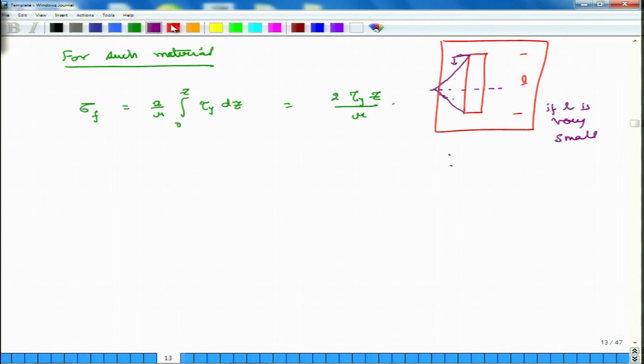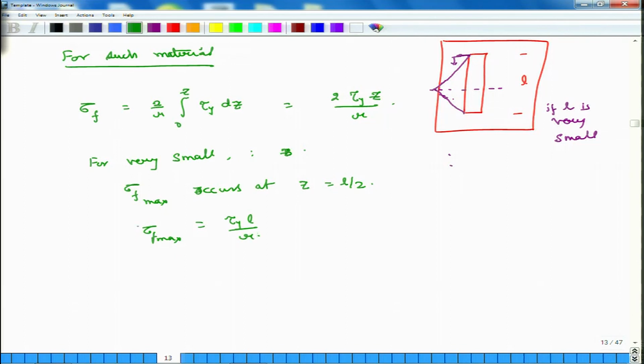So, for very small fibers, and we will define what is very small later, sigma f max occurs at z is equal to L by 2. So, sigma f max is equal to, if I put in z is equal to L by 2, tau y L divided by R. So, for extremely small fibers, the maximum stress which will occur in the fiber will be tau y times the length of the fiber divided by the radius of the fiber. So, this is another thing to understand.